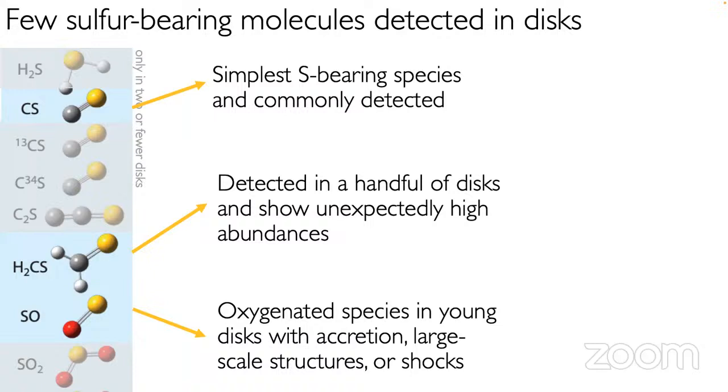H2CS, we're now beginning to detect more. It's a little weaker, but it's showing somewhat unexpectedly high abundance in disks, saying that we might have a little more organic gas phase sulfur than we initially expected. And then SO, which has become a particularly exciting molecule. It's the only oxygen species that we can now reliably detect. But it often occurs in interesting systems, those that are young, that have active accretion, large-scale structures, dynamic things going on.